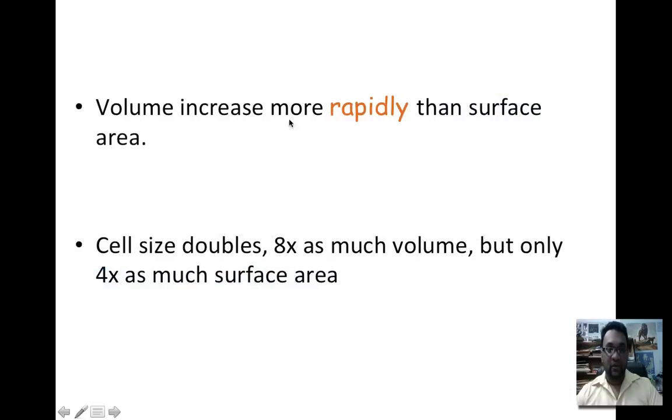So as we see here, volume increases more rapidly than surface area. And if you look at the example before, as the cell size doubles, there's 8 times as much volume, but only 4 times as much surface area.